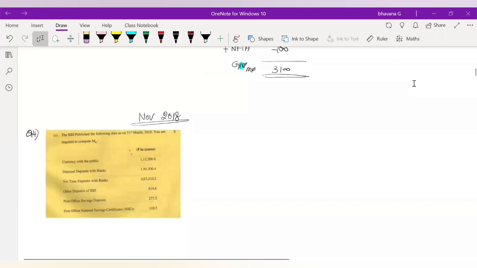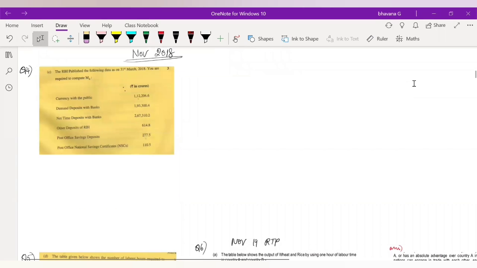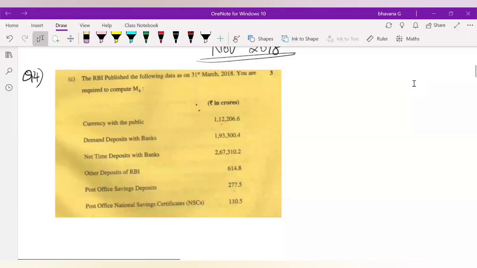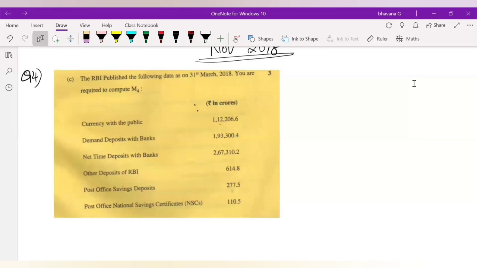Now we are moving to your November 2018 paper. Okay, so in the November 2018 paper, once again they have asked you a question. This is regarding money. Here they have told you that the RBI has published the following data as on 31st March 2018. You are required to compute M4.